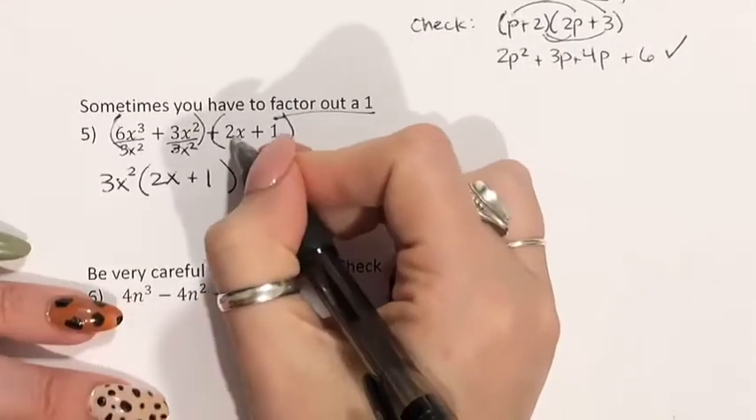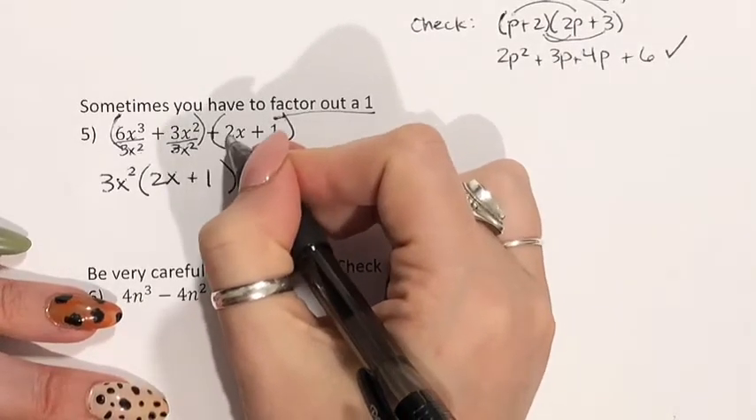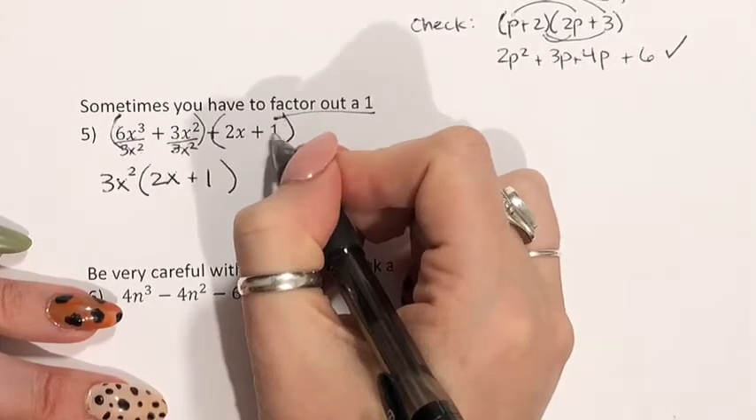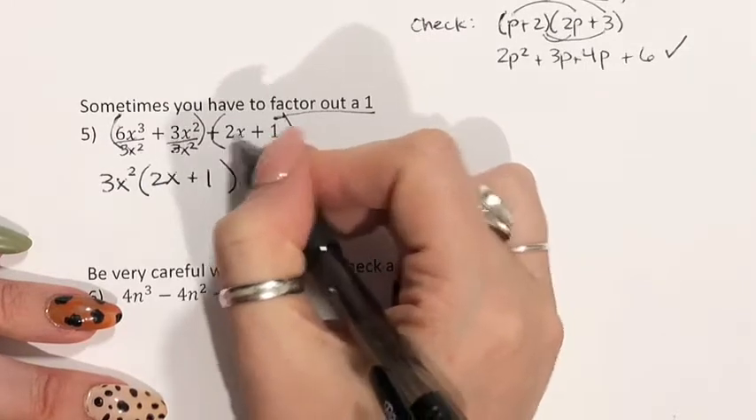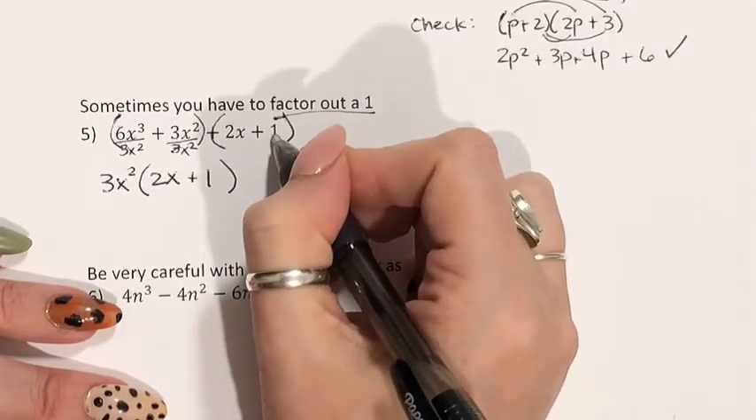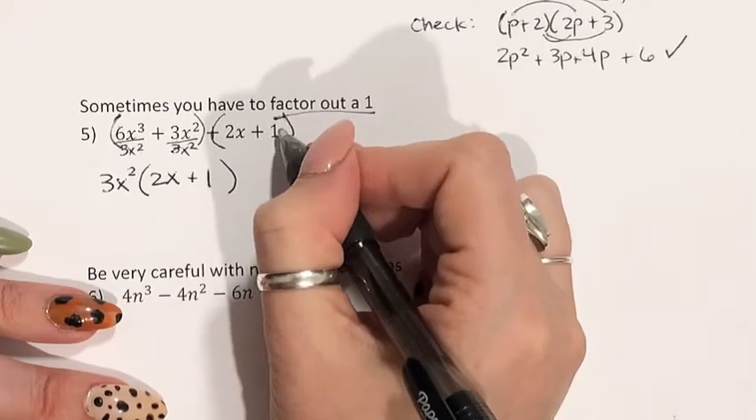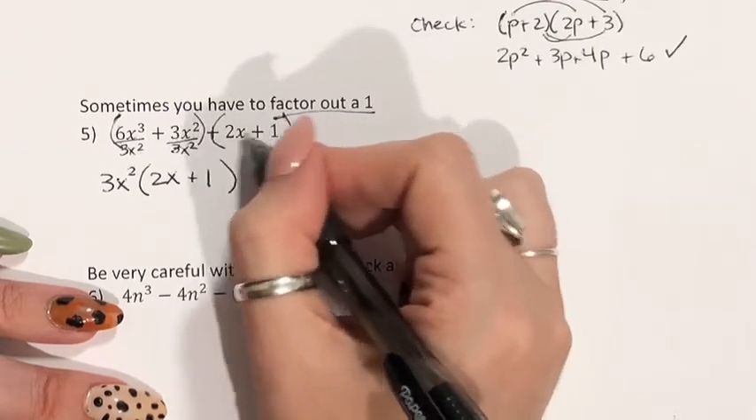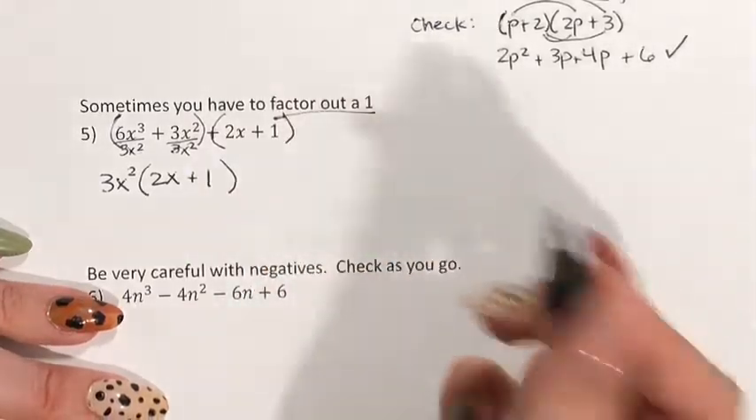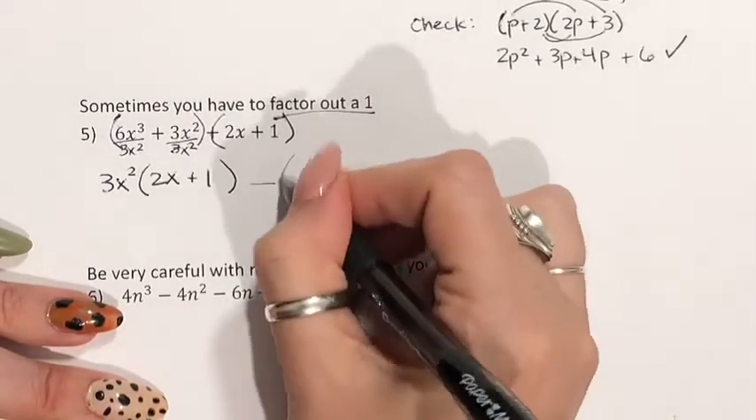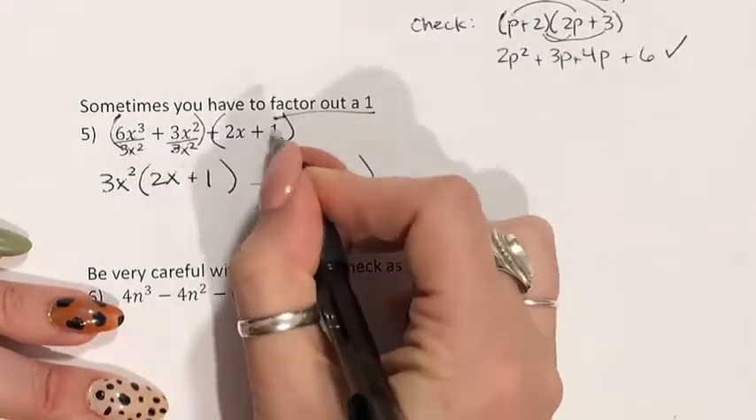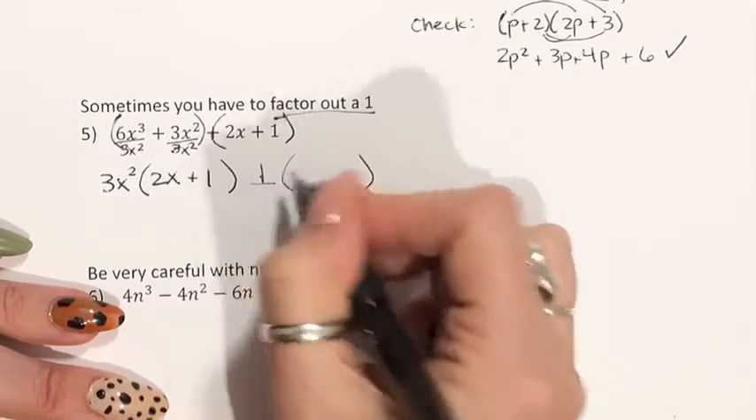Looking at our second group, I have 2x and 1. Well, 2 is prime and 1 is prime. 2 can't go into 1, so I can't really take any number out other than 1. I also only have an x on this term and no x on this term. So when this happens that there's nothing in common, I still need a greatest common factor out in the front. So my common factor is just a 1.